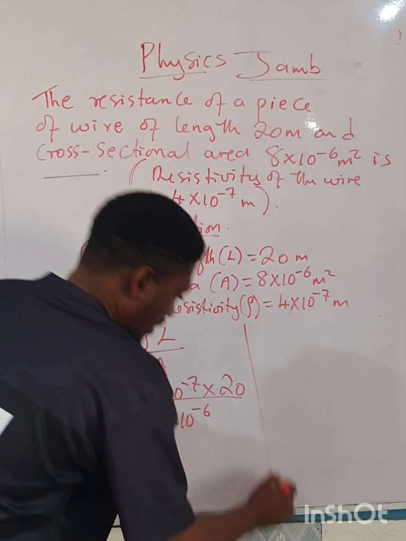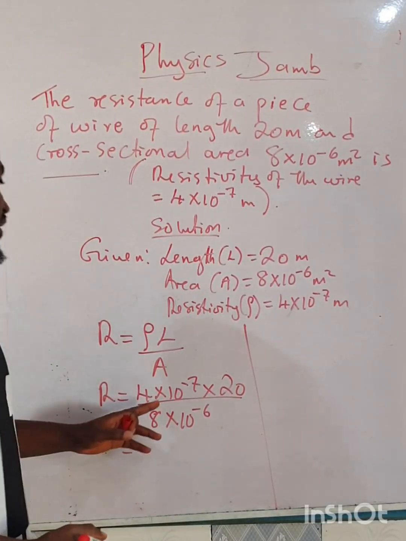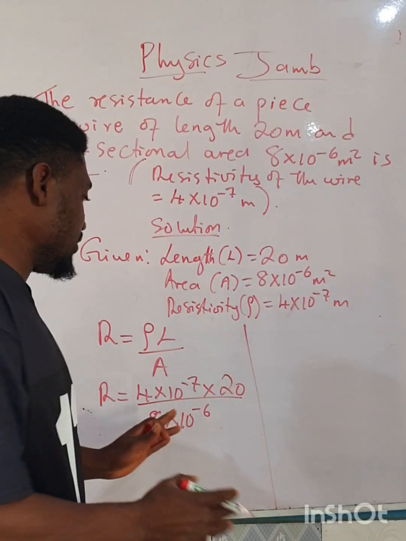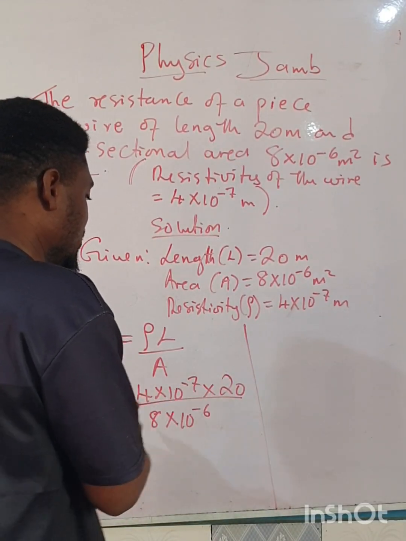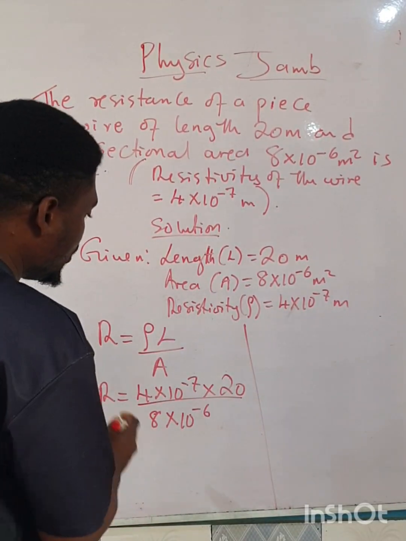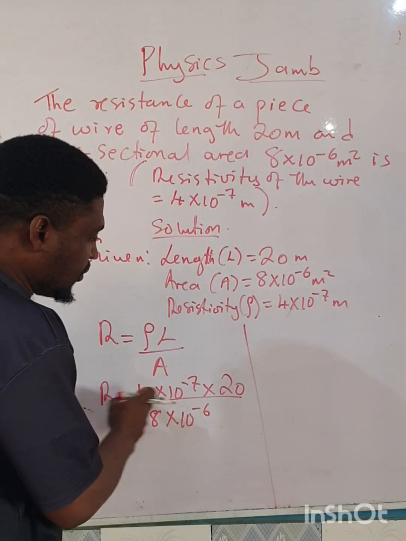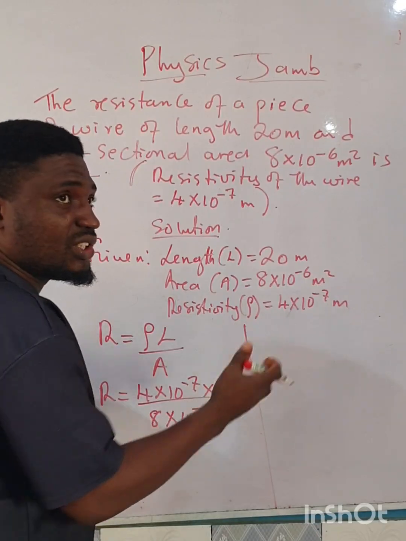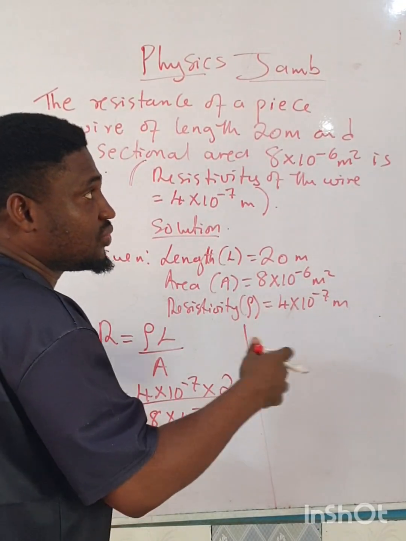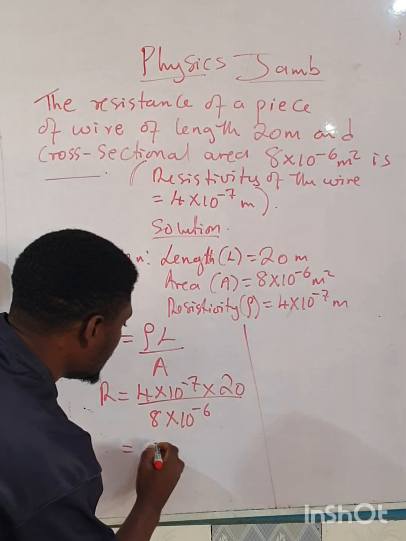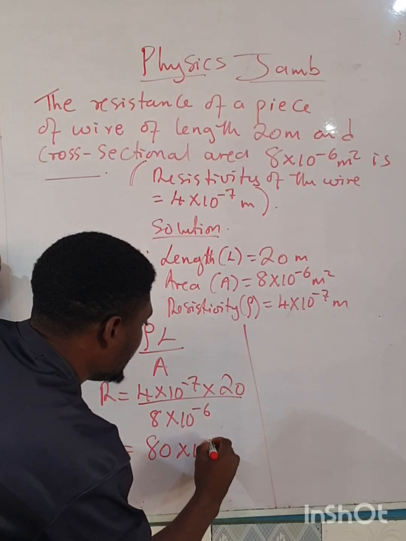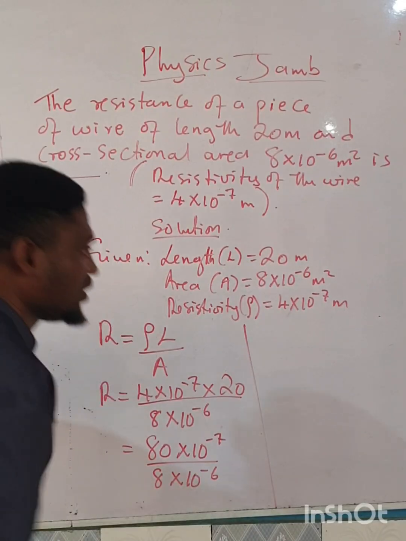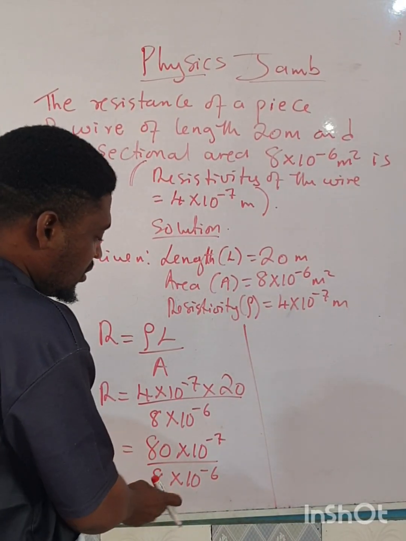Now, looking at this carefully, you have 4 times this to the power this. Let's use the power first, so as not to have issues, because we have two multiplication signs. It means that everything is multiplied in the numerator. So take 4 times 20: 20 in 4 places, 20 is 40, 20 is 40, 40 plus 40 is 80. So you have 80 times 10 raised to the power minus 7 divided by 8 times 10 raised to the power minus 6.